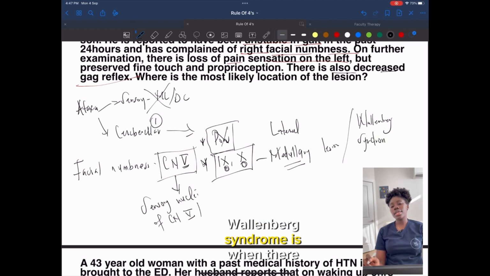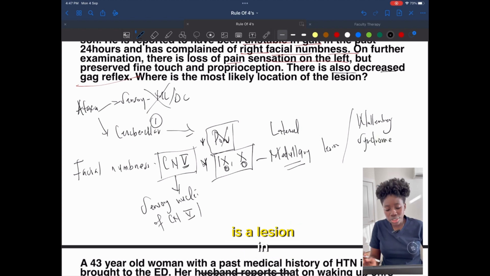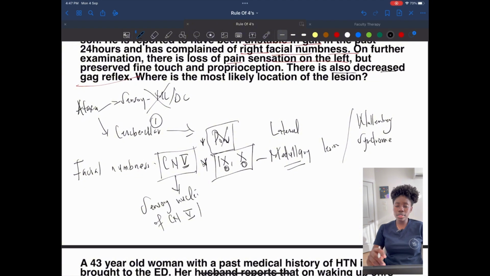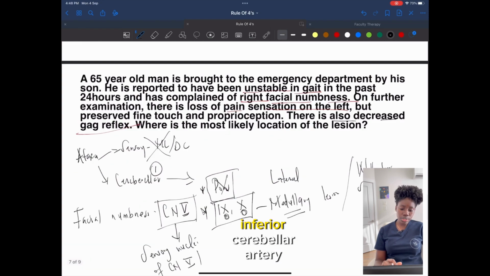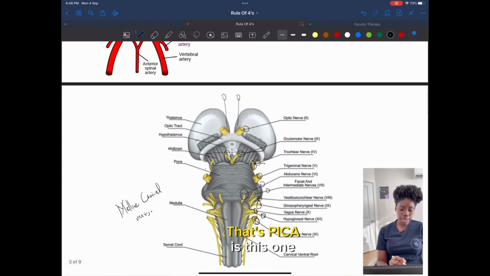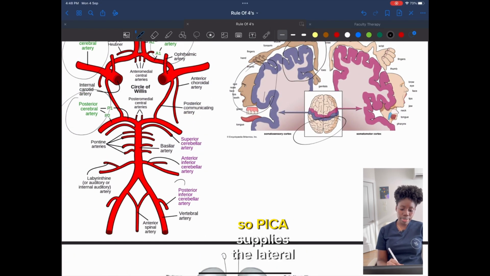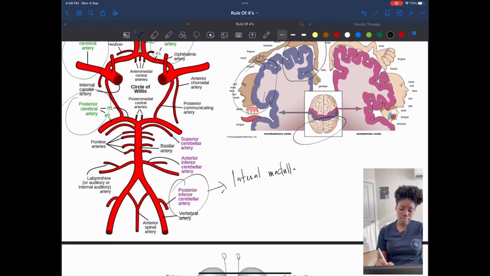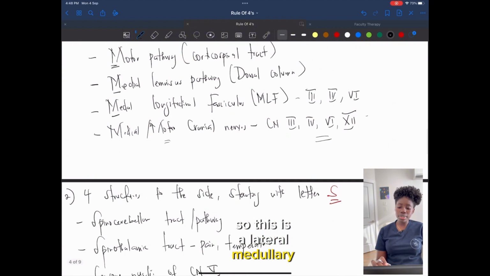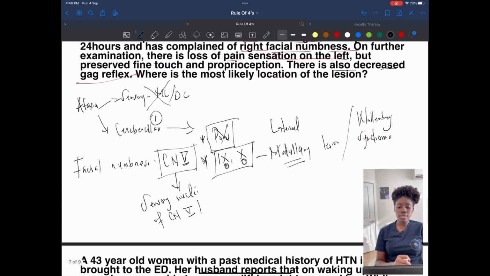Wallenberg syndrome is when there is a lesion in the vessels that supply the lateral medulla. The particular vessel that we're talking about here is the posterior inferior cerebellar artery. That's PICA. That's this one. So PICA supplies the lateral medulla. So this is a lateral medullary stroke, okay, or lateral medullary lesion.